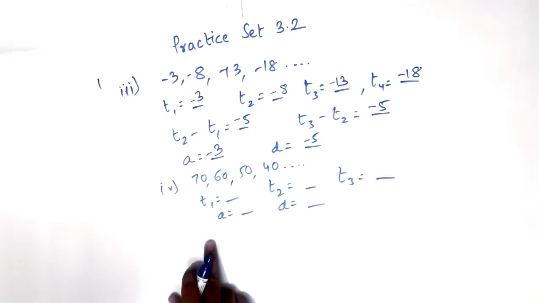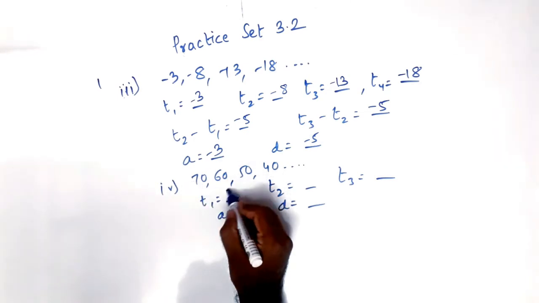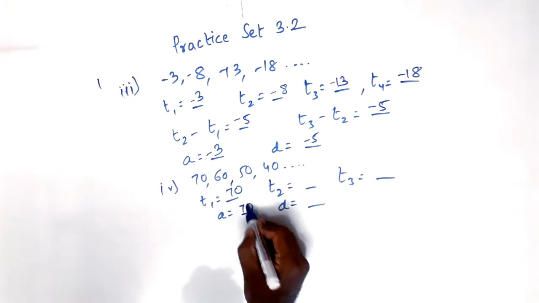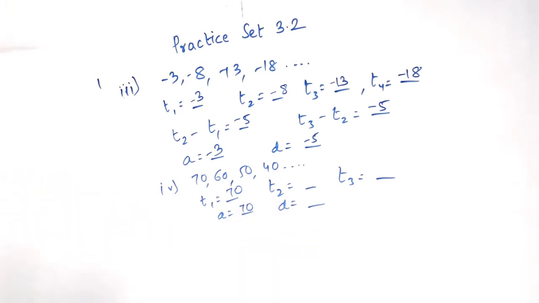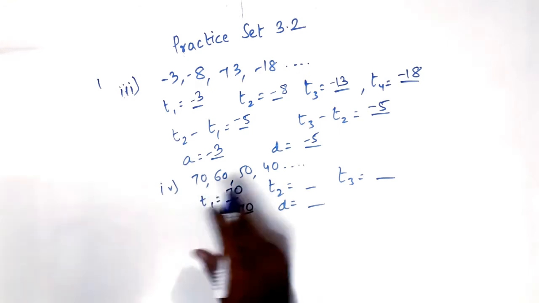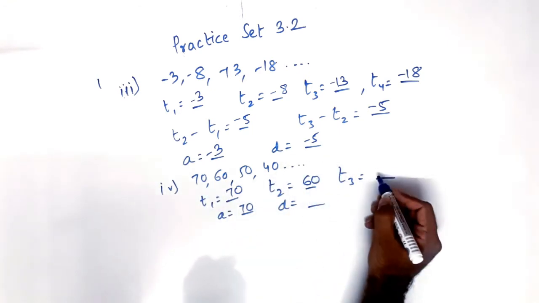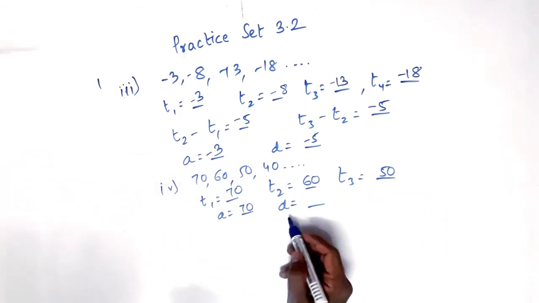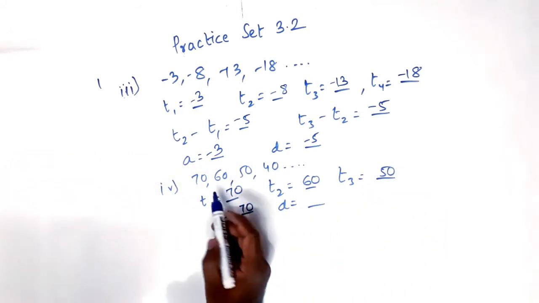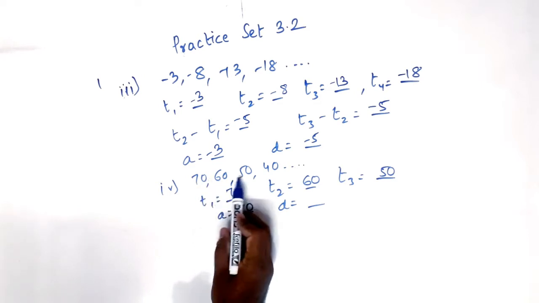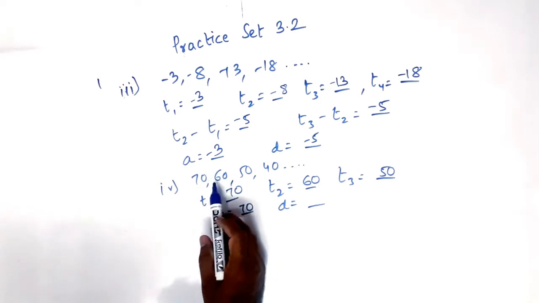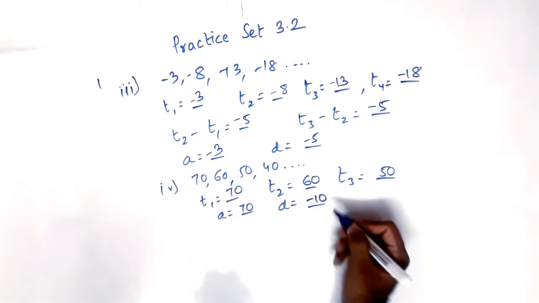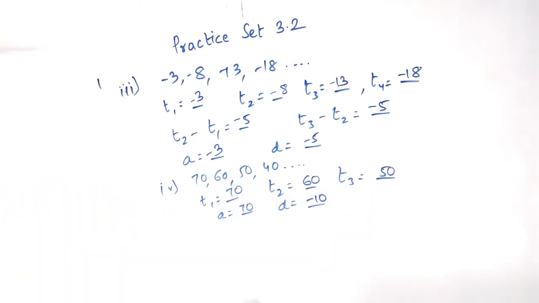Coming to fourth one, T1 means A is 70. I am writing it here. A is 70. T2 is 60. T3 is 50. What is the D? Common difference. You can see 60 minus 70, it is minus 10. You cannot write it 10, it is minus 10. So this is how we did the fill in the blanks.